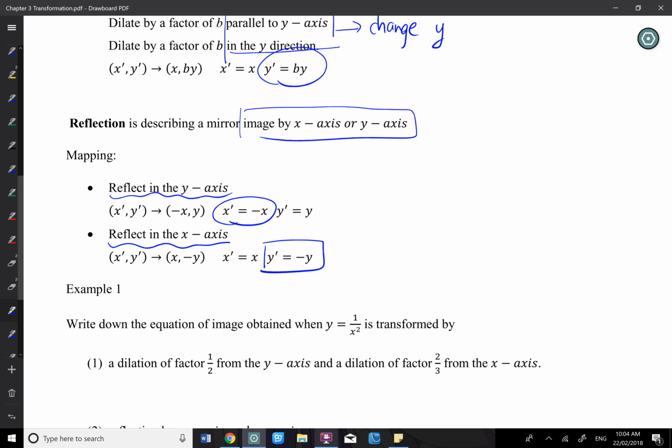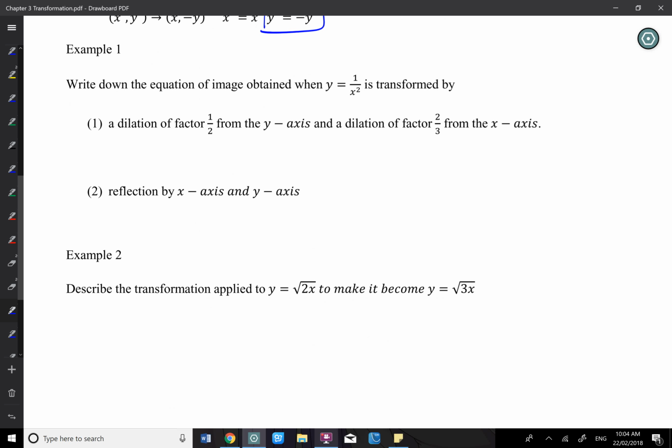When you know this notation, we have basically done everything for transformation. That's it. We have learned all we need to learn. Now we just combine things together. So let's have a look at an example.